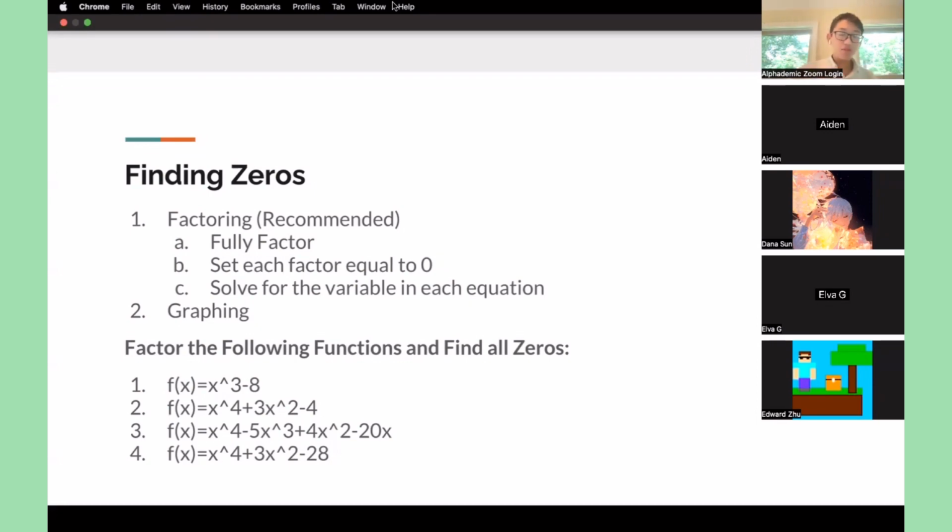Okay. So finding zeros, how do you find zeros? First, you have to fully factor, then you have to set each factor equal to 0, and then solve for the variable in each equation.